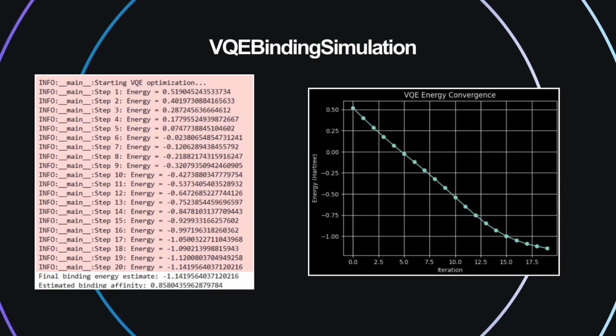For the VQE binding simulation, the VQE algorithm optimizes the parameters of the quantum circuit to find the lowest possible energy. This is important because the ground state energy tells us how stable the system is. The lower the energy is, the more stable the configuration. And this binding affinity is important because it tells us how tightly the electrons are held in a system, which is important for drug discovery, molecular stability, and quantum chemistry modeling.